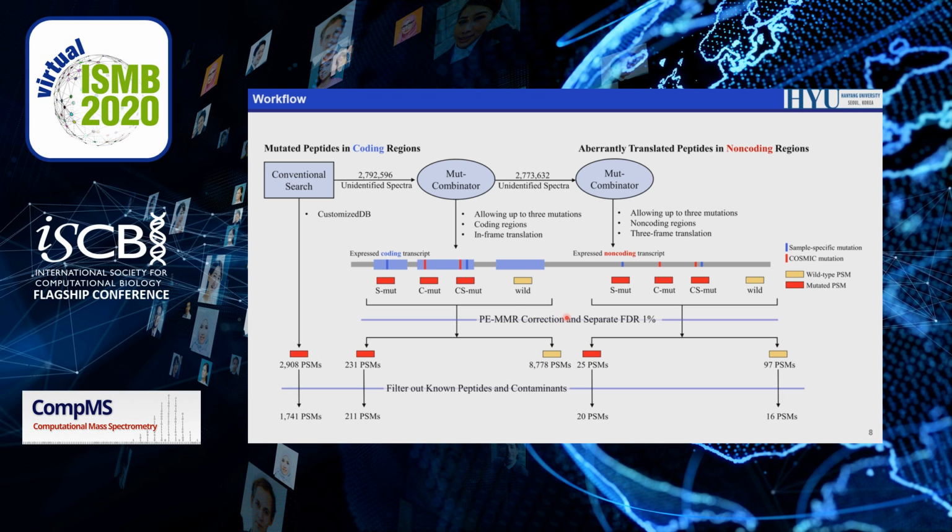After 1% FDR estimation, we subsequently searched unidentified spectra using Mute Combinator with non-coding search mode. After that, we filtered out non-peptides and contaminants from the result. Coding search resulted in 211 mutated PSMs, and the non-coding search resulted in 20 mutated PSMs and 16 wild-type PSMs.